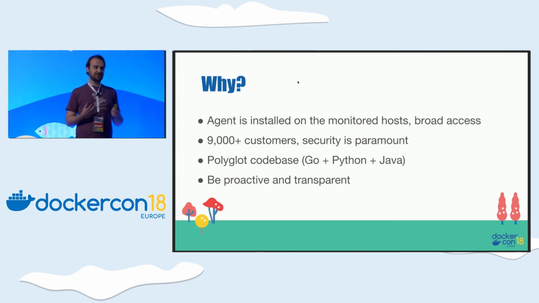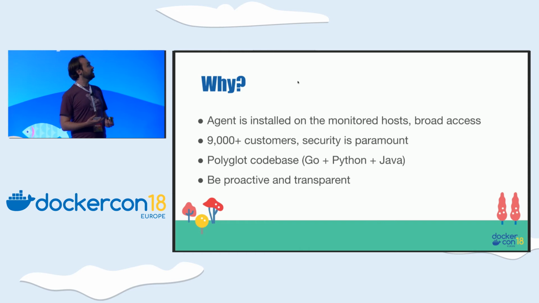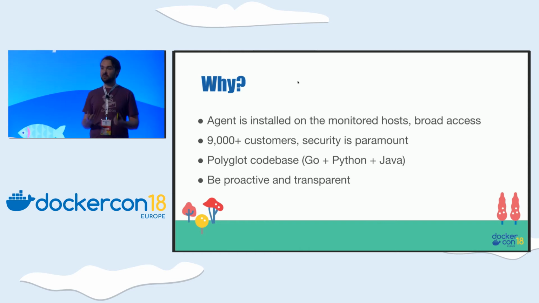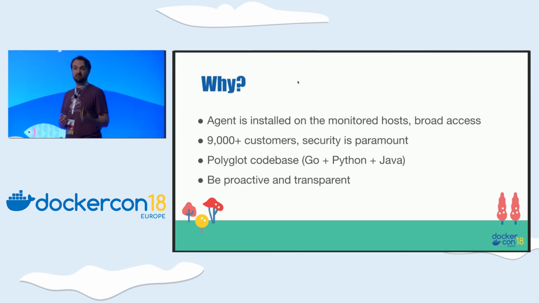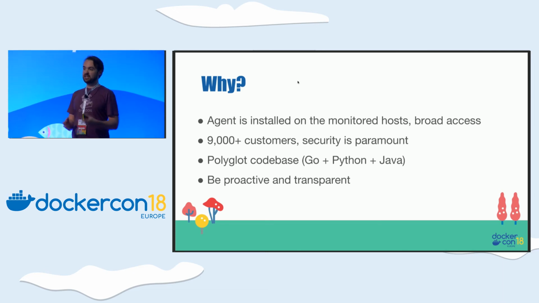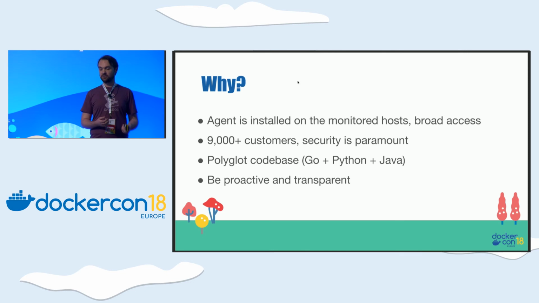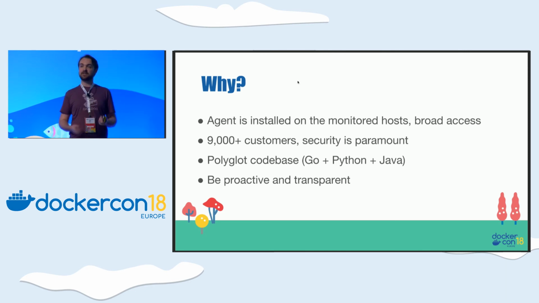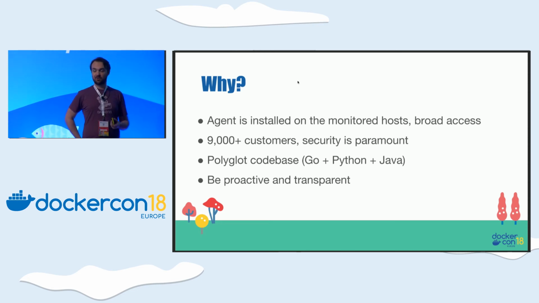One of the challenges we have with the Datadog agent is it has different moving parts in different languages. The main agent is in Go. We have integrations in Python, and we also have a Java daemon for JMX. So we want to be proactive. We want to always be on the lookout for new vulnerabilities and be as transparent as possible for our users, because our users give us lots of trust, and we have to deserve it. So we want to be as transparent as possible.